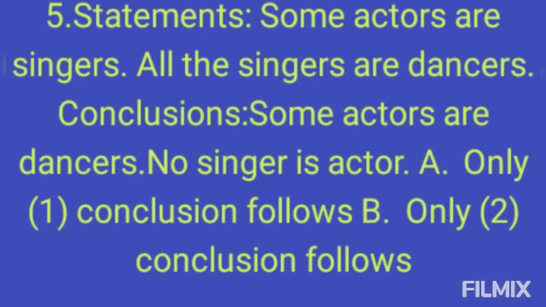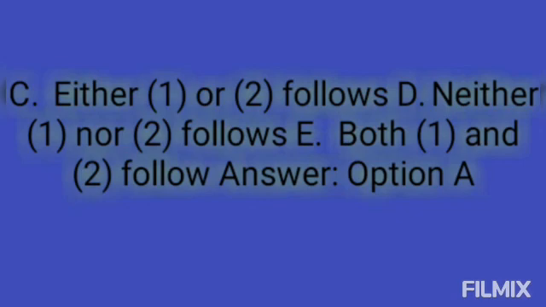Choice A, only one conclusion follows. Choice B, only two conclusion follows. Choice C, either conclusion 1 or 2 follows. Choice D, neither 1 nor 2 follows. Choice E, both 1 and 2 follow. What is the right answer? The right answer is option A.